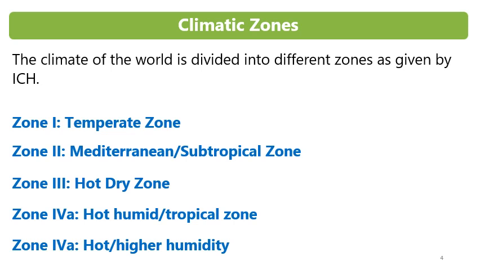Zone 4A will be hot and humid, that is tropical zone, and zone 4B is hot and higher humidity. So zone 4A and 4B are different by the humidity. The temperature will be same, but the humidity will be different. Now we will see the zones one by one.